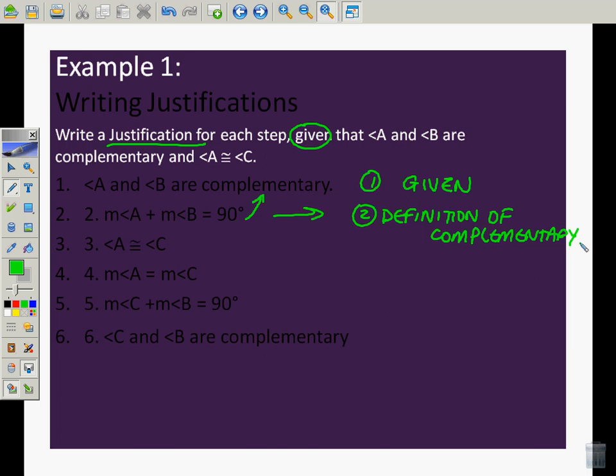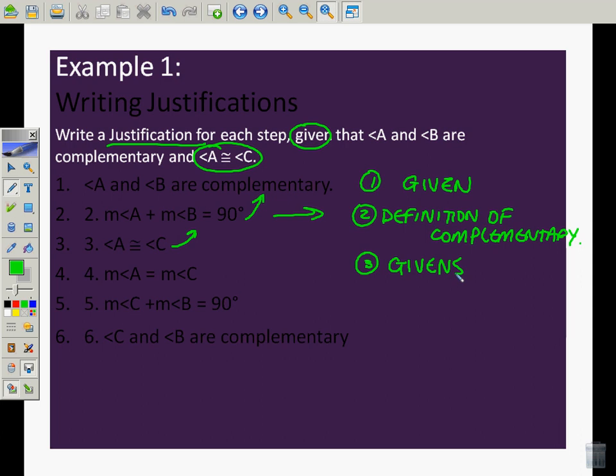So when we go down to 3 here, we need to figure out why we can say what we say. Here's the pattern. If I look at this step, I'm saying angle A is congruent to angle C. I'm going to look at the previous step. Does the previous step tell me why I can say this? No. So it must come from somewhere else. And I look up here and I see that it's already up here. And so this is another one of our givens. Okay, that's the reason why we can say that. Okay, so once again, remember, these justifications are coming from given information, theorems, definitions, postulates.